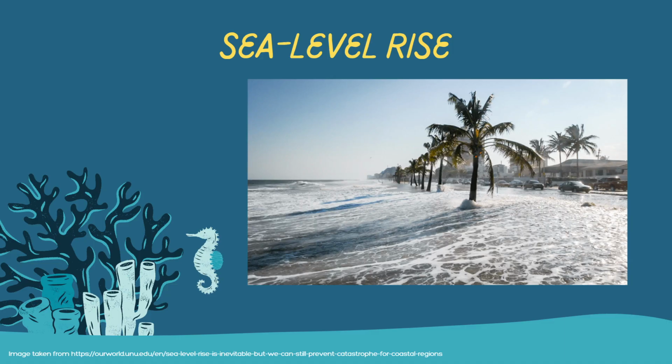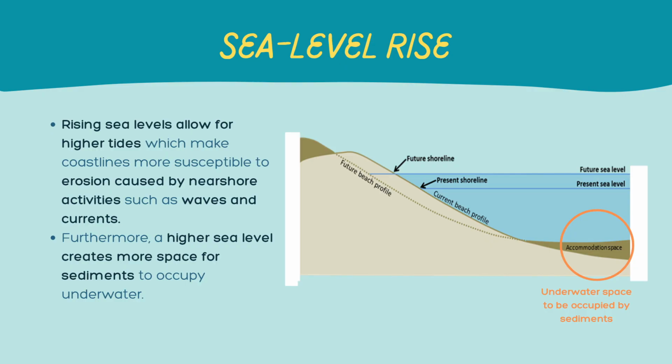Now let's discuss how sea level rise can cause coastal erosion. Rising sea levels allow for higher tides, which make coastlines more susceptible to erosion caused by nearshore activities such as waves and currents. Furthermore, a higher sea level creates more space for sediments to occupy underwater, reducing the amount of sediments present on the shore.